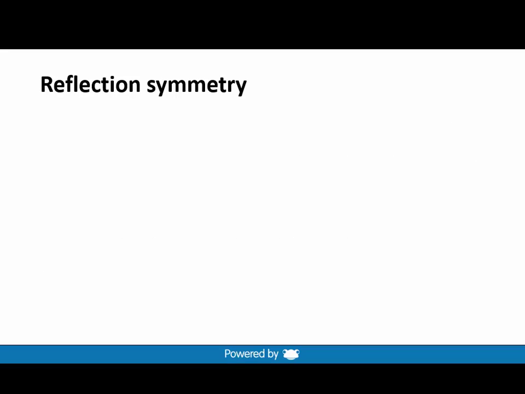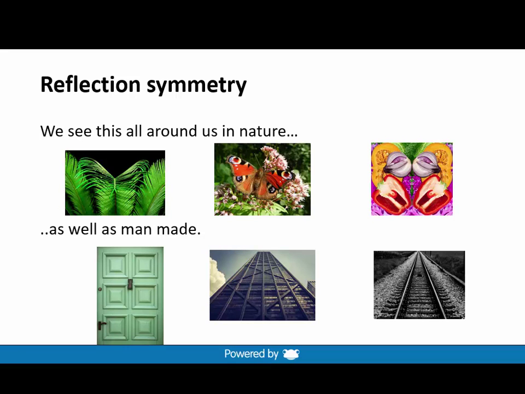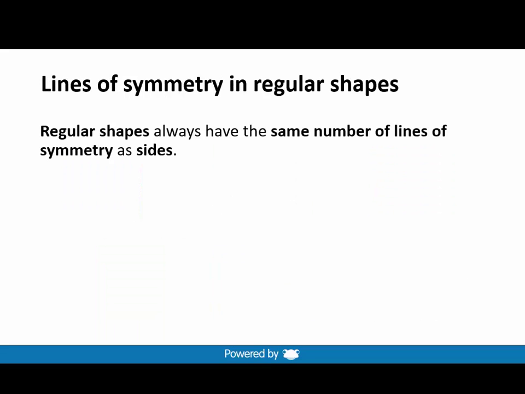So let's look at reflection symmetry first. We see this all around us in nature, as you can see here, but we also see it in the man-made environment, such as here. Let's look at lines of symmetry in regular shapes. Regular shapes always have the same number of lines of symmetry as sides.